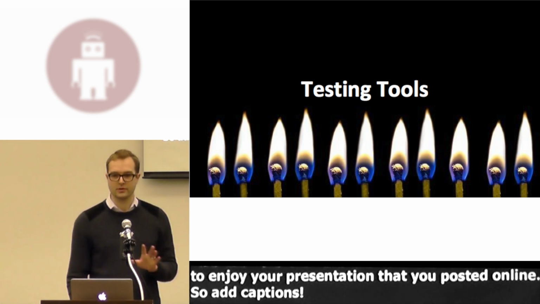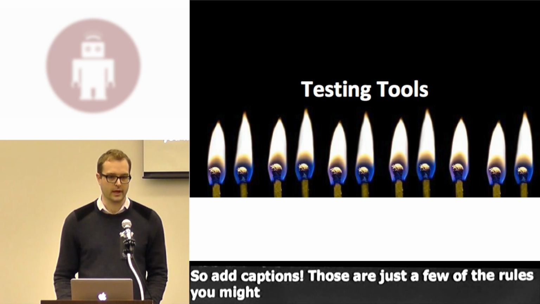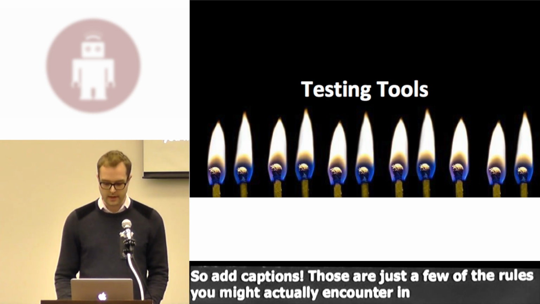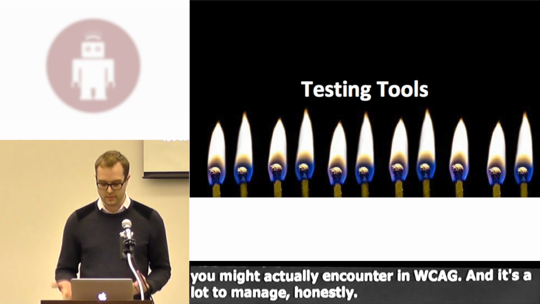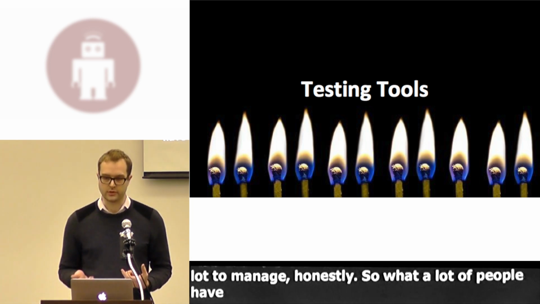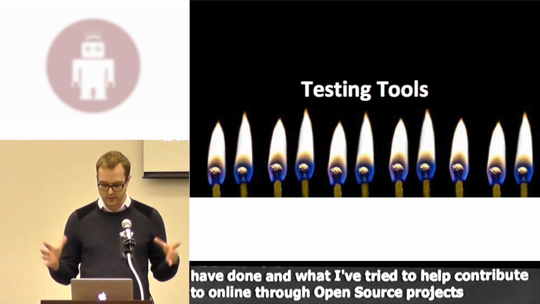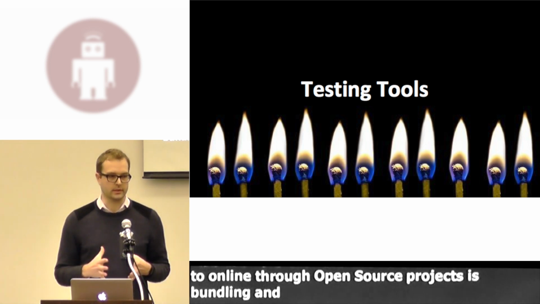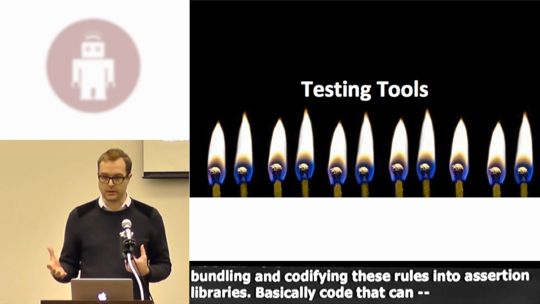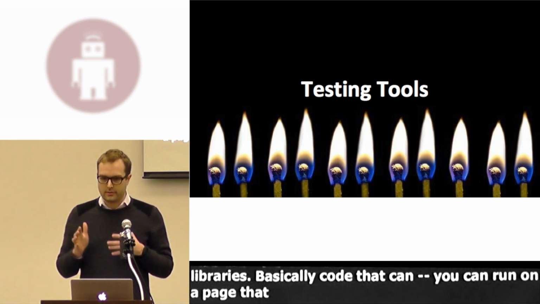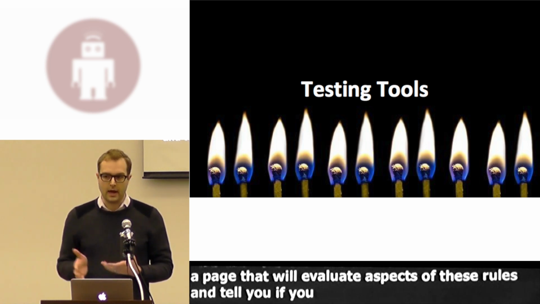Those are just a few of the rules you might actually encounter in WCAG, and it's a lot to manage, honestly. So what a lot of people have done, and what I've tried to help contribute to online through open source projects, is bundling and codifying these rules into assertion libraries. Basically code that you can run on a page that will evaluate aspects of these rules and tell you if you have errors and how to fix them.